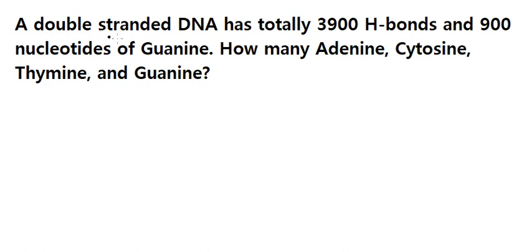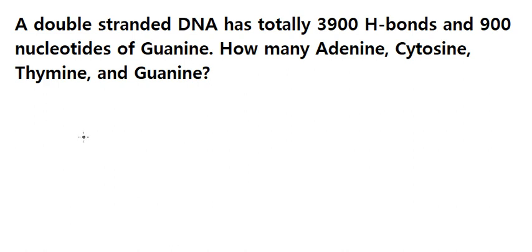A double-stranded DNA has totally 3,900 hydrogen bonds and 9,000 nucleotides of guanine. How many adenine, cytosine, thymine, and guanine? So now I want to show you how to answer.